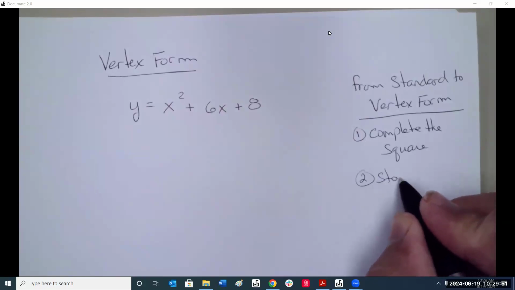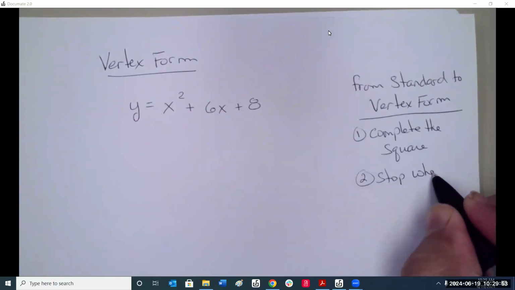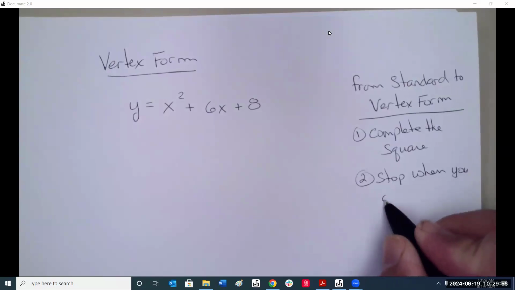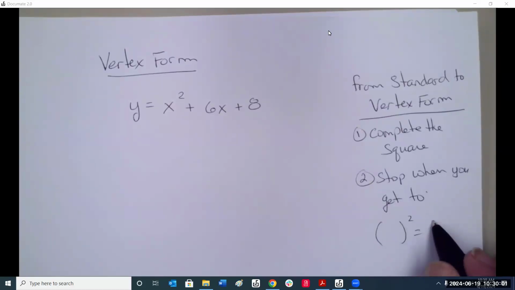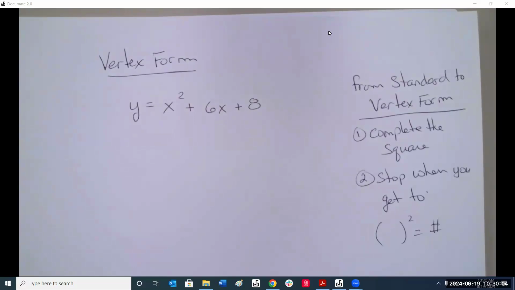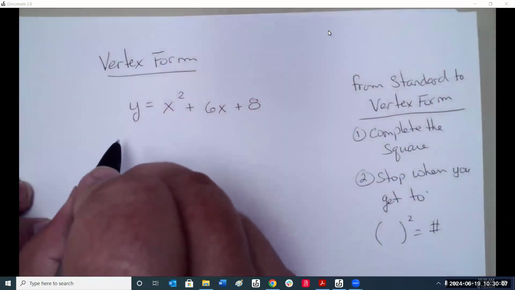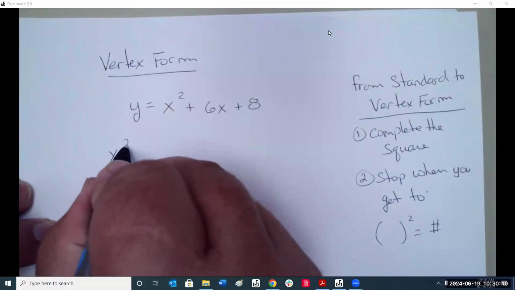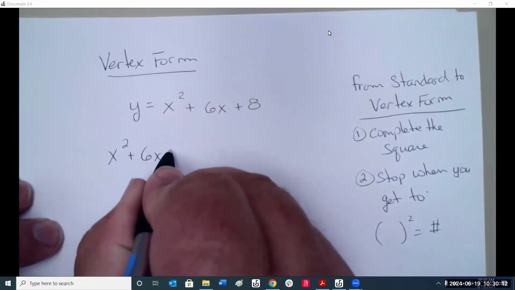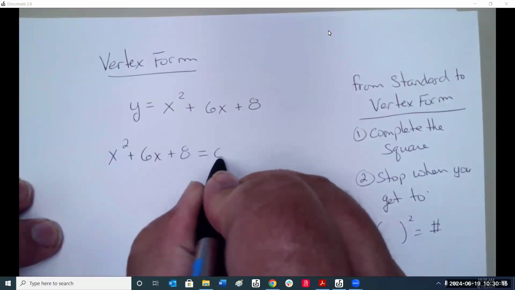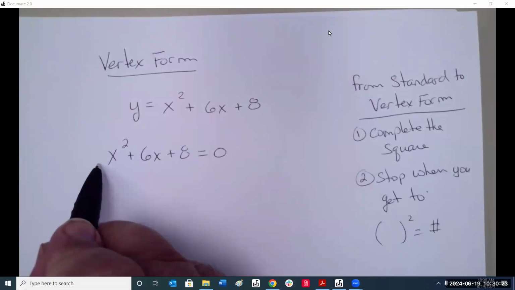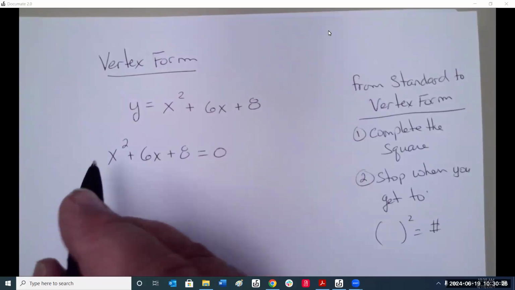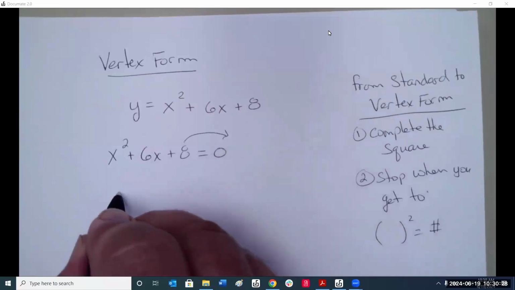And stop when you get to that part. So, to use the complete the square method, I have to put it in standard form. It has to be equal to 0. Is A 1? Yes. So we move the 8 over.